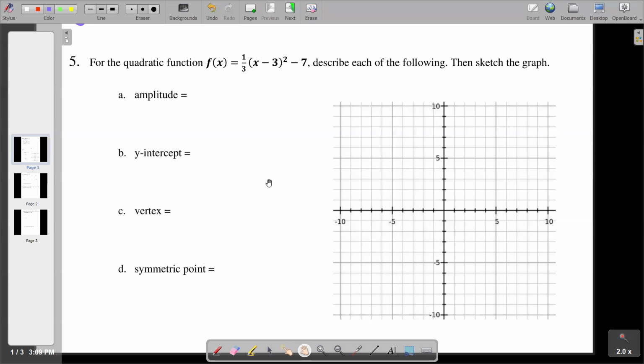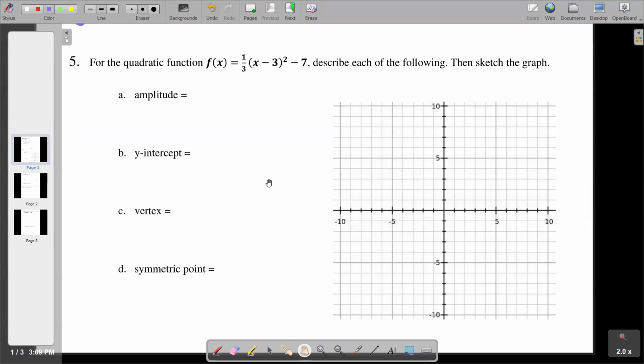Mr. Walter over in Pine, he approaches it a little bit differently. So as I go through this problem with you, it might make more sense how he has his students do the graphing. We're all going to wind up generally with the same thing at the end of the day. So first, let's talk about amplitude.